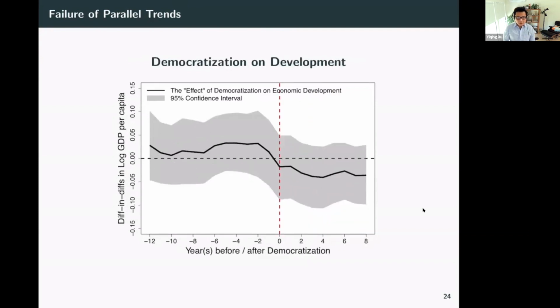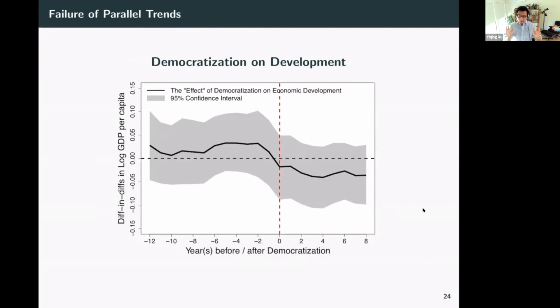Okay, so another example is from a famous paper by Acemoglu and coauthors on democratization and economic development. To be fair, they realized this problem. That's why they devote a lot of time to it. This is a paper published in JPE. They actually use instrumental variables and a variety of different ways to try to alleviate this problem.